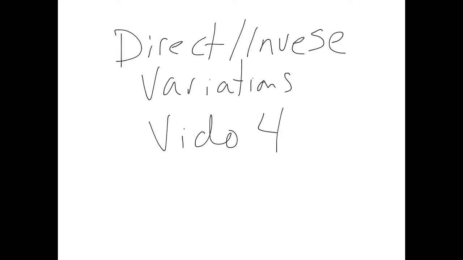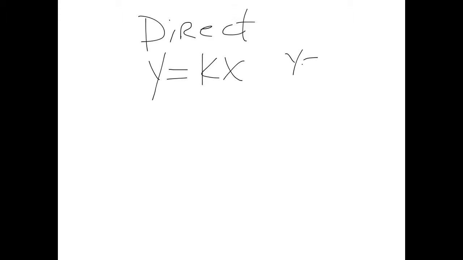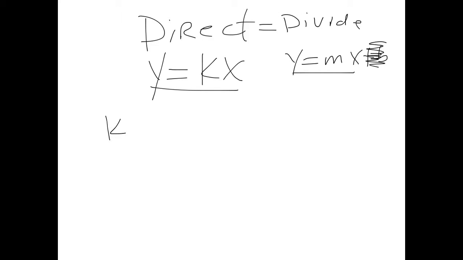Today we're going to talk about direct and inverse variations. Let's start with direct. The equation for direct variation is y equals kx, which is basically mx plus b without the b. So it's y equals mx or y equals kx. K is found through division, so a lot of times we'll tell kids that direct means divide. We find k by dividing the y by the x.